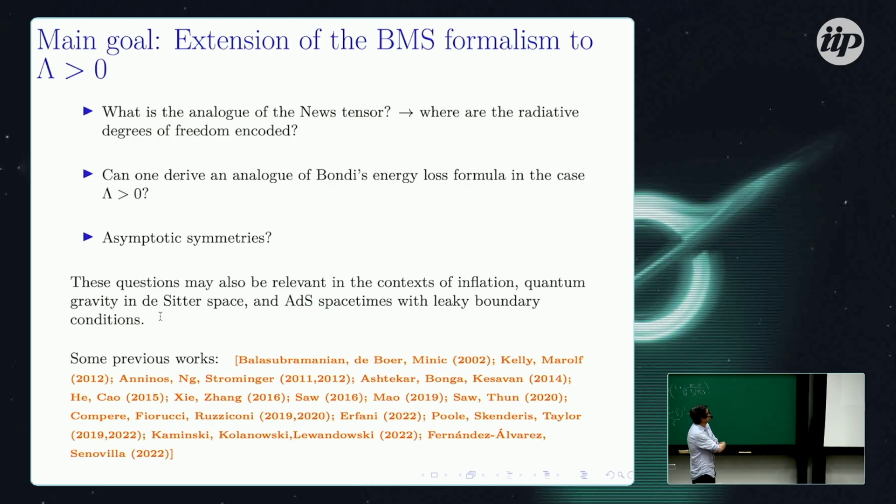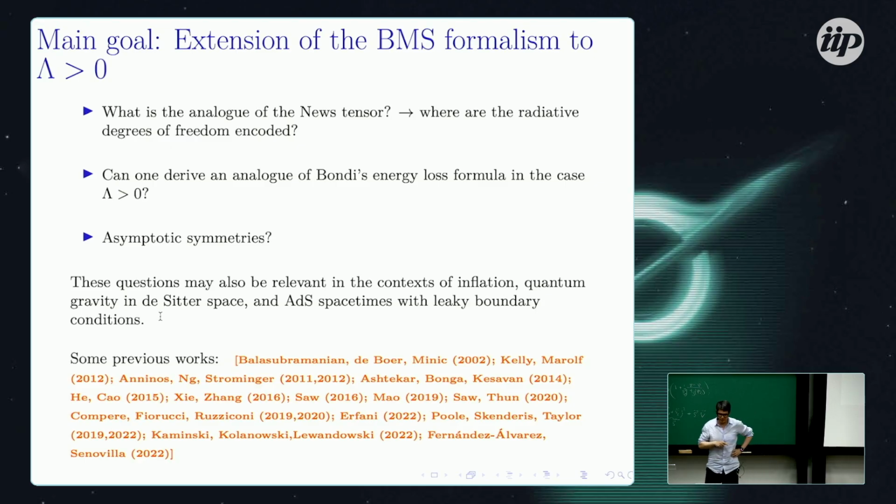Okay, what is the main goal of this talk? It is to try to extend the BMS formalism to positive cosmological constant. So some of the questions that I would like to answer are, for example, what is the analog of the News tensor, or where the information of the wave is codified in the different components of the metric near scri plus. Or, can one derive an analog of Bondi's energy loss formula? I don't know what energy means, which is also a problem, but at least some extension of it with lambda. And also, what are the asymptotic symmetries? These three questions are, of course, related.